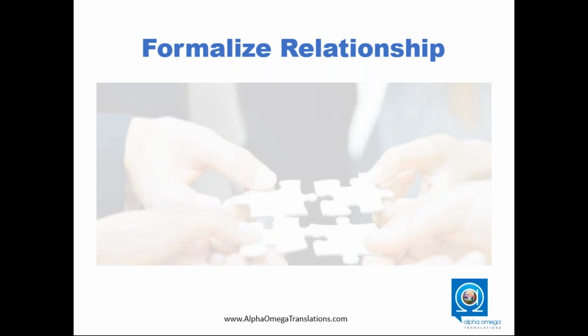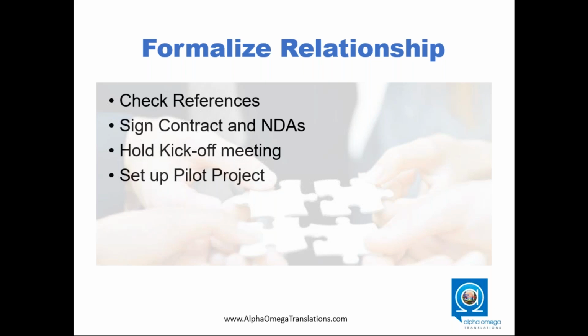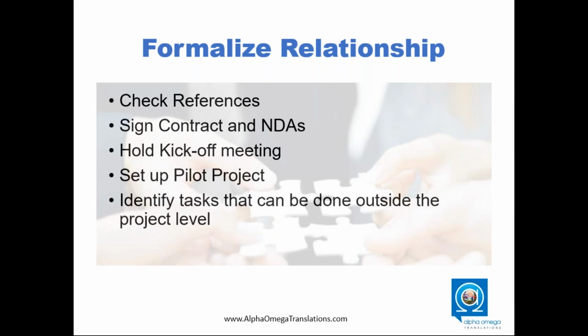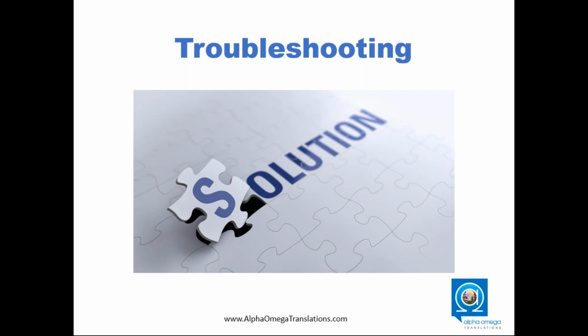When it comes time to formalize the relationship, you want to make sure that you're checking references, you're signing contracts and NDAs. You hold a kickoff meeting, set up a pilot project, identify tasks that can be done outside the project level, and evaluate processes and tweak them if necessary. Finally, you want to review the contract and the processes to avoid any last-minute surprises.